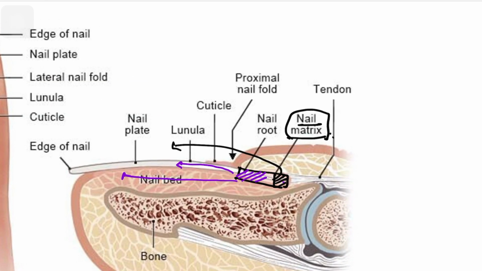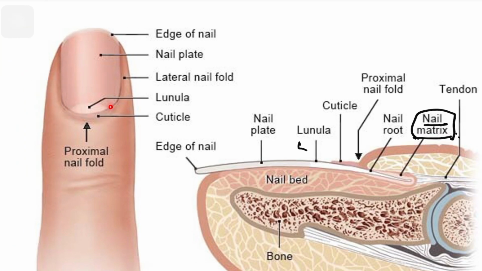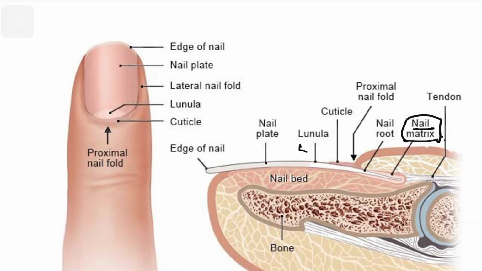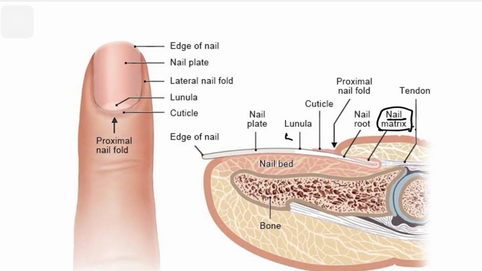Generally, the nail matrix is not visible. It is seen beneath the proximal nail fold, but sometimes it can be seen extending onto the nail plate. This moon-shaped or crescent-shaped structure visible in the nail plate is the nail matrix. The visible part of the nail matrix on the nail plate is called the lunula. This is about the nail.